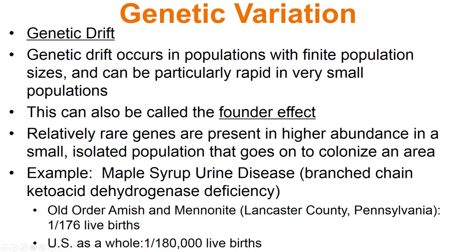A good real-world example, and there's a bunch of them out there, is maple syrup urine disease. This is something you guys have already seen. The incidence of that in the United States is 1 in 180,000. Okay, so that's very, very rare.